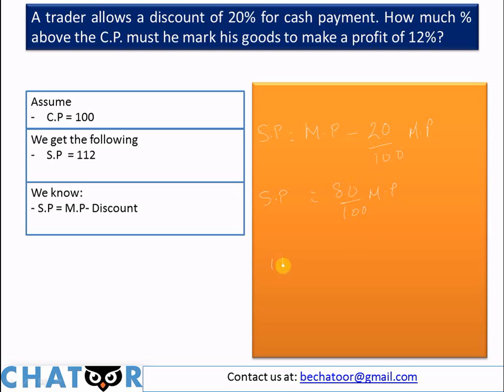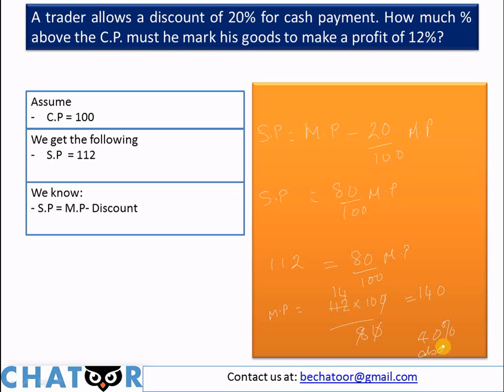But we have a value for SP which is 112, and that is equal to 80 by 100 MP. So therefore MP would be equal to 112 into 100 upon 80. So this 0 gets cut, and then you have 8 ones and you have 8 fours. So the marked price is 140. So how much above the CP must he mark his goods? He must mark his goods 40% above the CP.